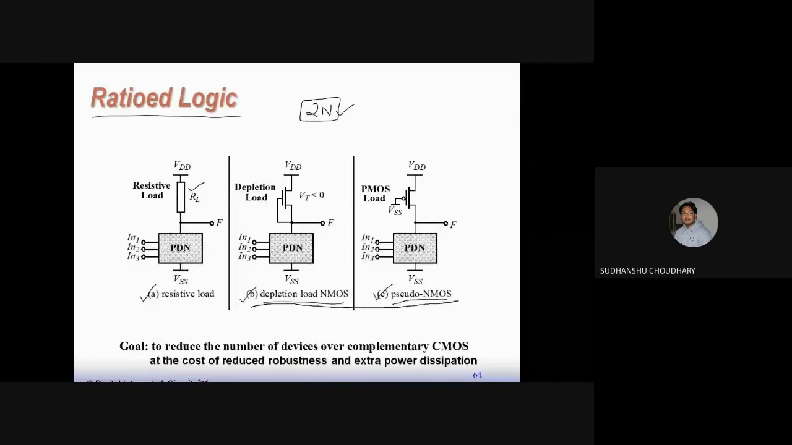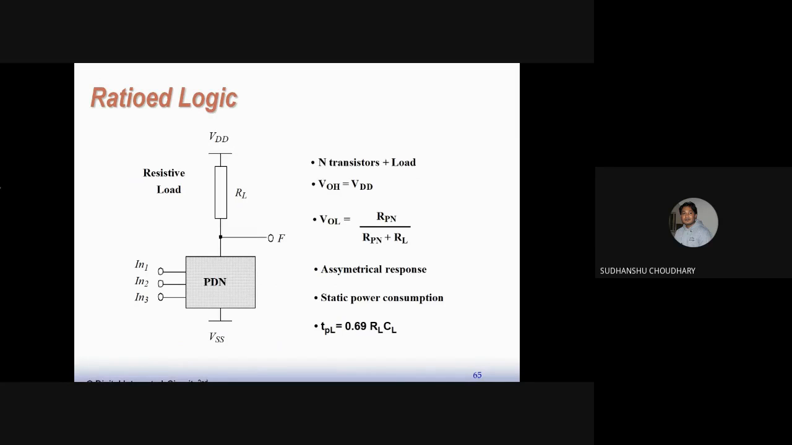And also there will be extra power dissipation in these two circuits, because you now have a path between VDD and ground if my pull-down network is on. If the pull-down network is on, you have a direct path between VDD and ground. So even if there is no switching going on, there is a static power dissipation in these two circuits. So this is one of the disadvantages. But yes, when area is more important, and speed and power dissipation are not much important, then these ratioed logic styles can be utilized. In the ratioed logic style, you have N number of NMOSes plus a load.